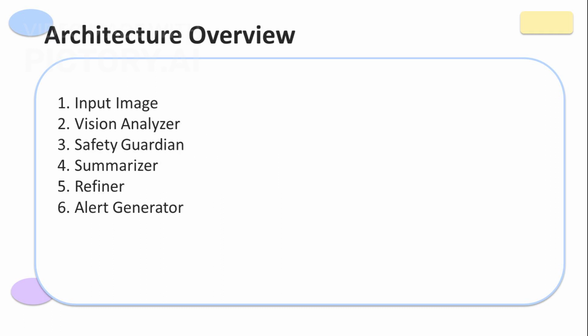Here's how the pipeline flows. Everything starts with an image, from CCTV cameras, drones, or even someone's phone. The Vision Analyzer identifies what's happening in the picture. The Safety Guardian checks whether the content is safe to process. The Summarizer turns that visual information into simple language. The Refiner improves the description. And the Alert Generator puts everything together into a clean report that emergency teams can use.